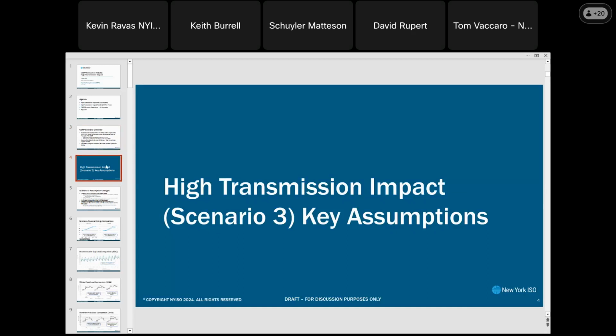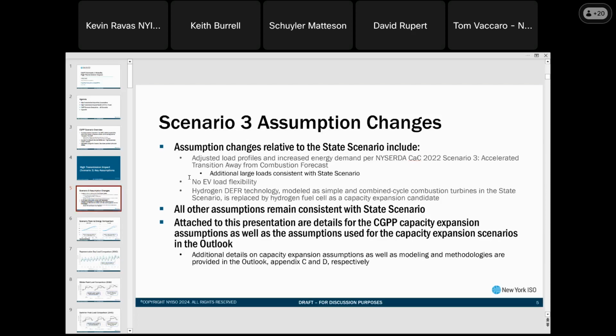So getting into the key assumption changes. The changes relative to the state scenario include the following. So we have a new load profile that includes an increased energy demand, and this is per a different integration analysis scenario that has higher demand. But there's also the inclusion of large loads, but those large loads remain consistent with the state scenario. And then we also have removed the EV load flexibility in this scenario. The flexibility of load is something that is considered something that could ease the transmission burden, so we've removed that.